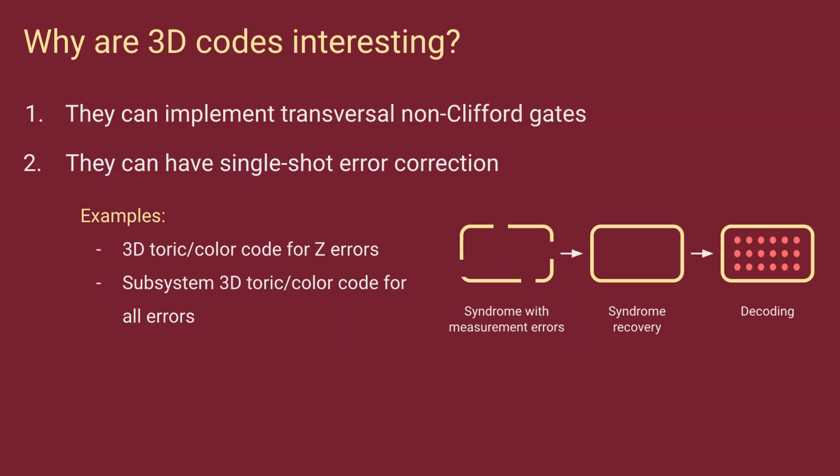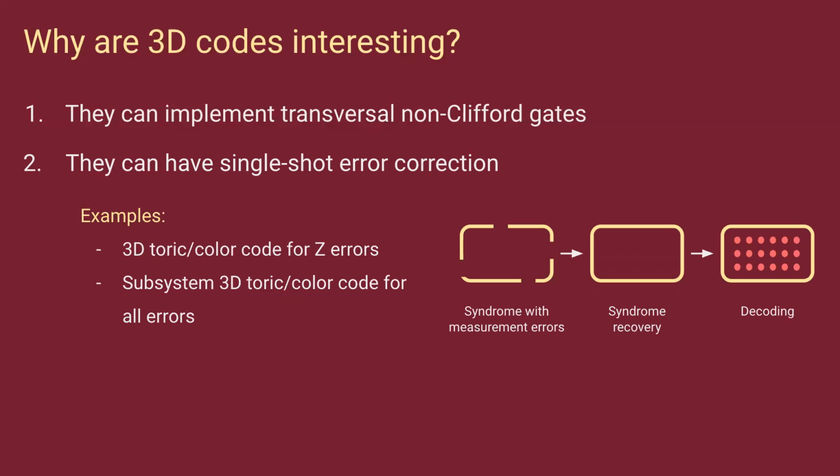So for instance, the 3D toric code and color code can do single shot for one type of error. So, let's say for instance, Z errors. But subsystem codes can have that for all types of errors by using this procedure of gauge fixing. You can make one for all types of errors.